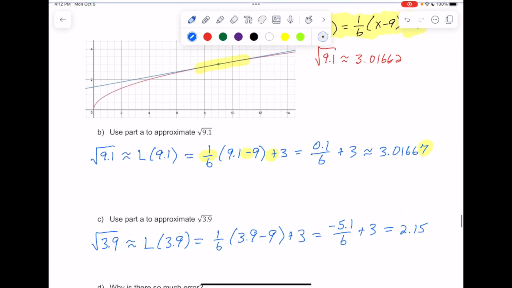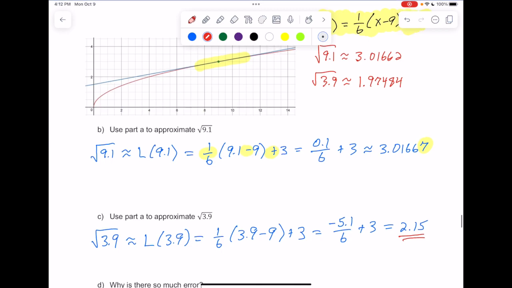But if you were to put the square root of 3.9 into a calculator, what would you get? Well, first of all, the square root of 4 is 2, so the square root of 3.9 is smaller than 2. And notice the answer we got is bigger than 2. So we can already tell this isn't going to be a great answer. If you put it into the calculator, the square root of 3.9 is 1.97484. So none of the digits match up with what we got from the linear approximation.